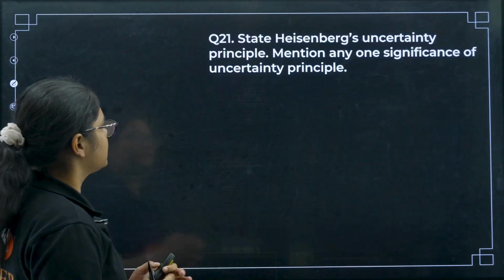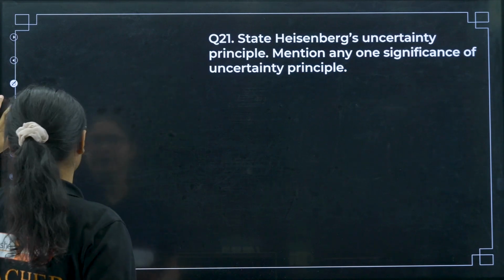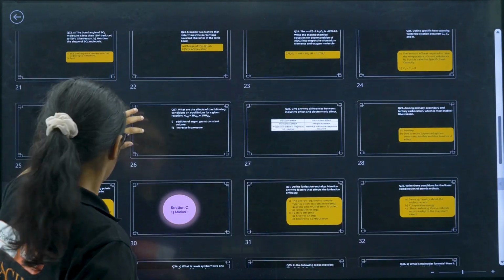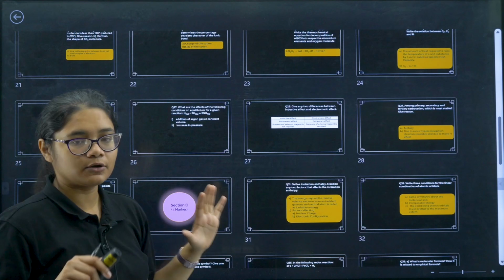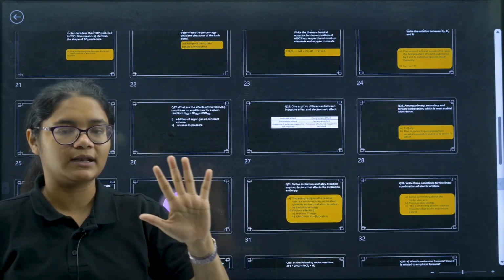Now we will go to the 2-marker questions. You can see from question number 21 to 30. There are 10 questions in 2 markers and you have to attempt any 5.